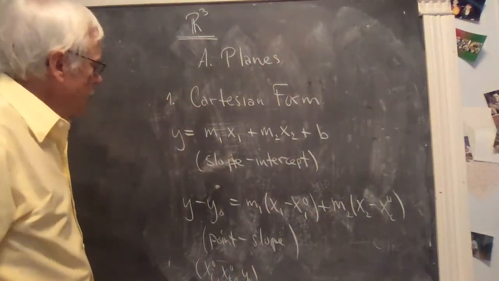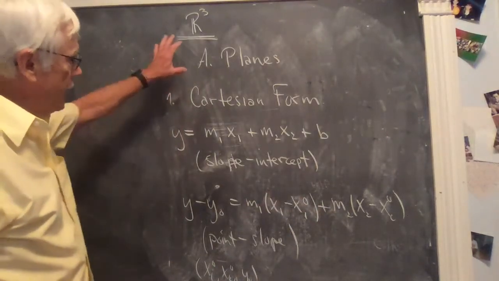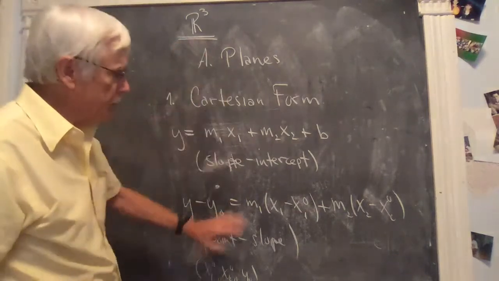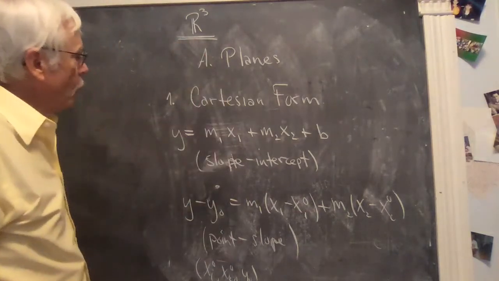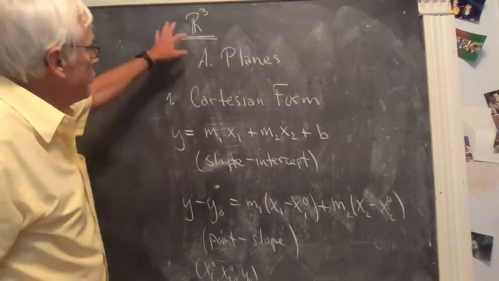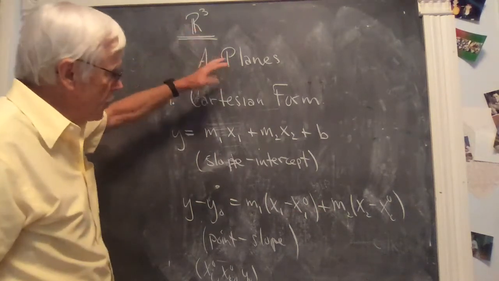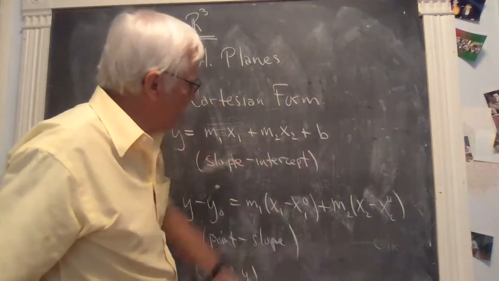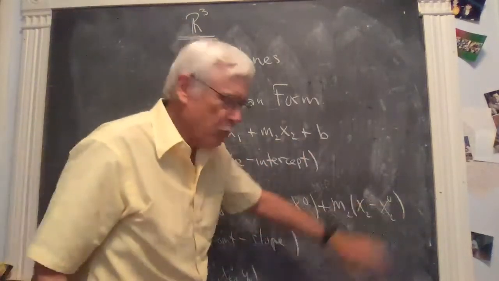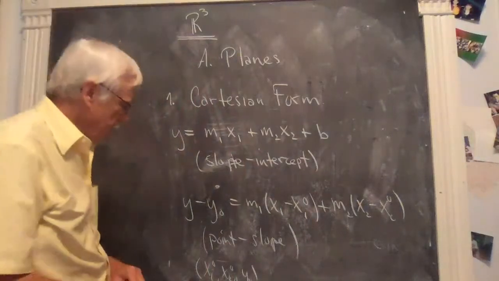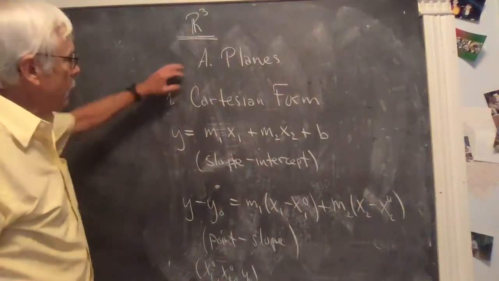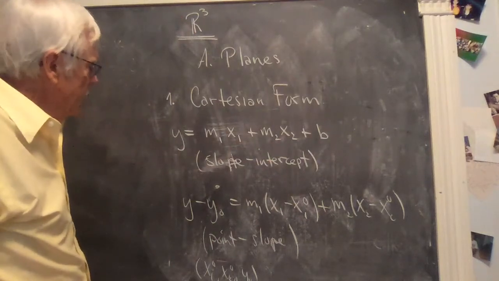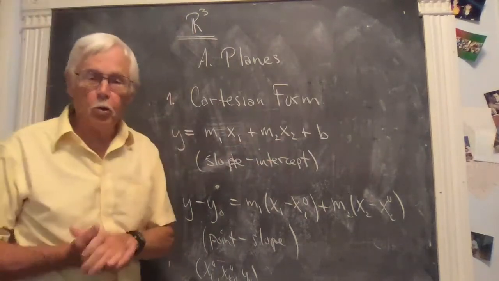So the Cartesian form of planes in 3 space is easy. It's like this. The Cartesian form of spaces in 4-dimensional space is almost the same. You just have one more term, an m3 x3, and down here you'd have one more term involving x3. So this is why, starting with 1 dimension less than the home space, these are fairly easy in Cartesian coordinates.